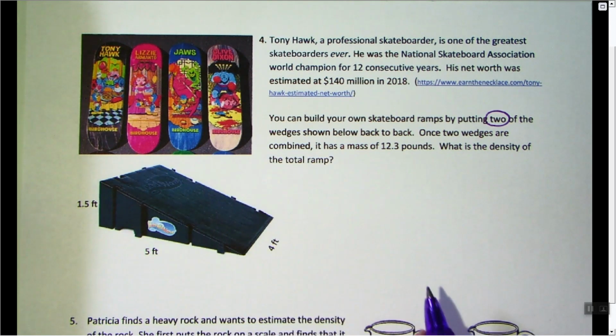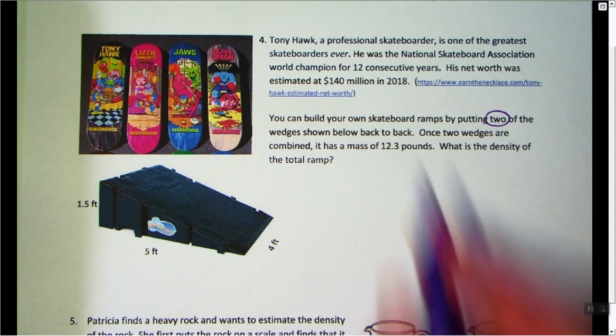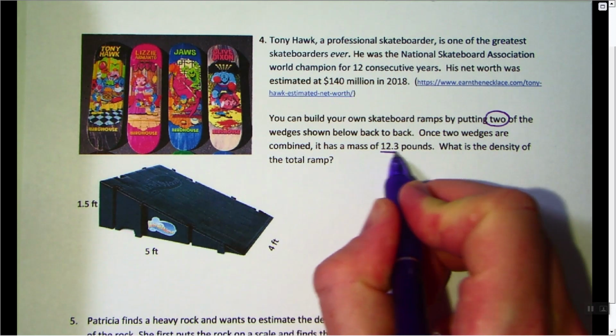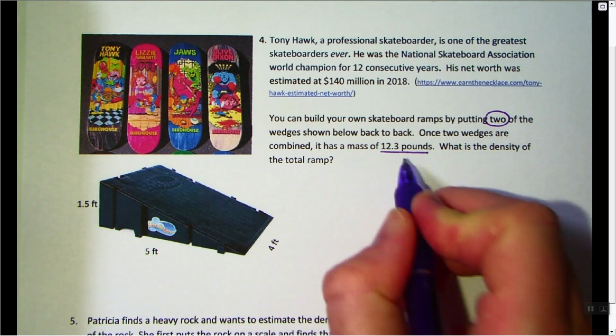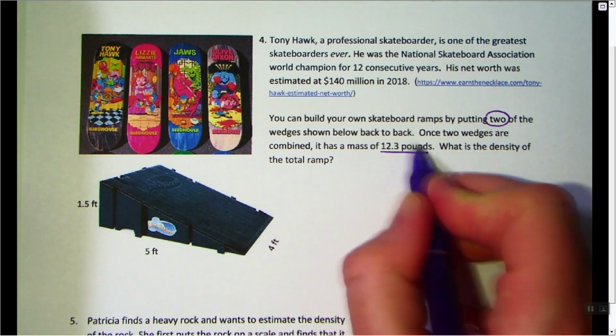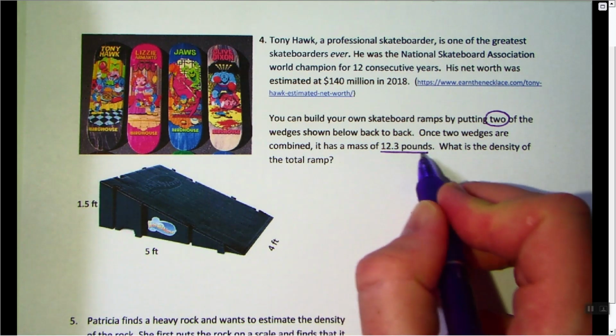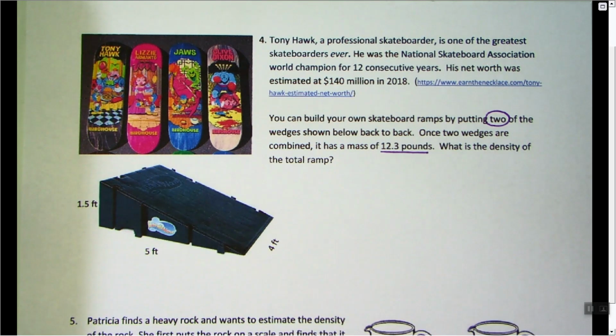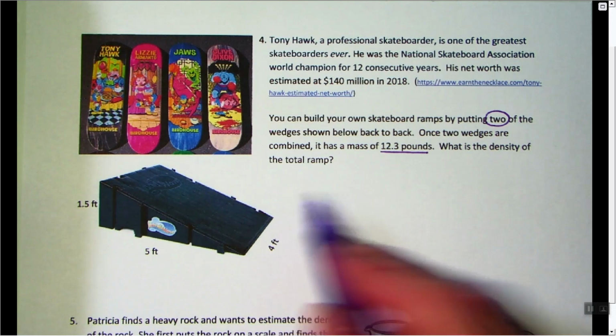Once two wedges are combined, it has a mass of 12.3 pounds. If you're a science buff, you might get mad at me that pounds is kind of a weight, not a mass, and I'm sorry about that. Anyway, just forgive me on that. What is the density of the total ramp?